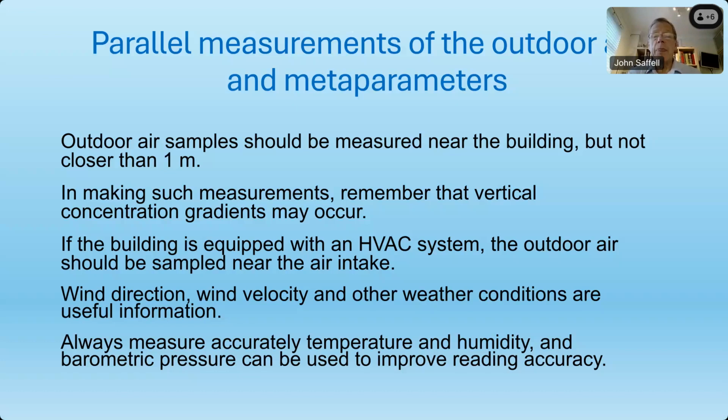Okay, don't get closer than 1 meter from the wall of an outdoor building, just because you have surface effects and boundary layers. And in measuring outdoor air, remember there can be vertical concentration gradients very easily. And if the building is equipped with an HVAC system, then the outdoor air should be sampled near the air intake. Again, very sensible. And I'm a great believer in wind direction, wind velocity, and other weather conditions helping you when you look at data and you don't understand why you get some unusual answers. Have a look at what the wind direction was and how windy it was when you took those measurements, because the outdoor air affects a lot more than you think.